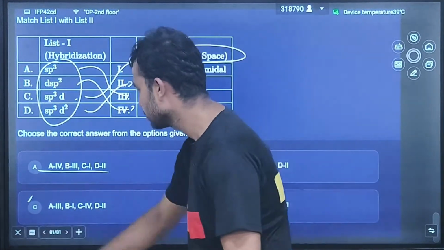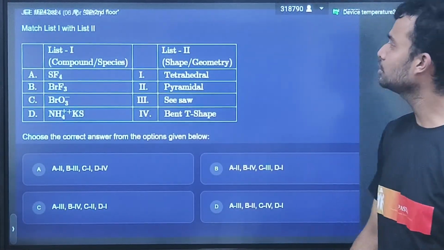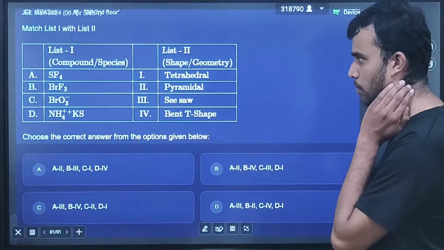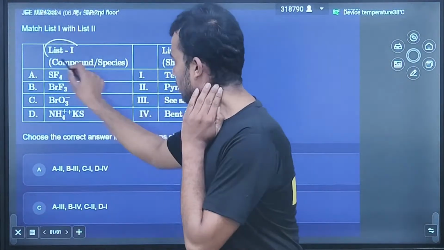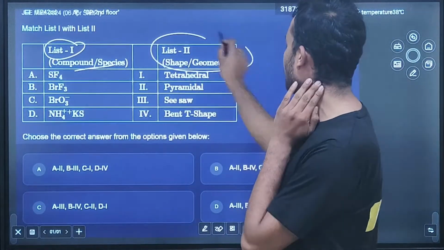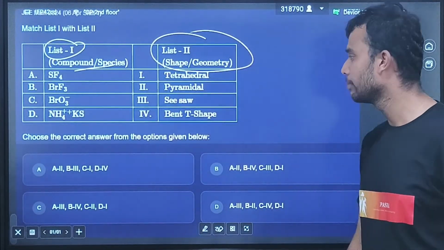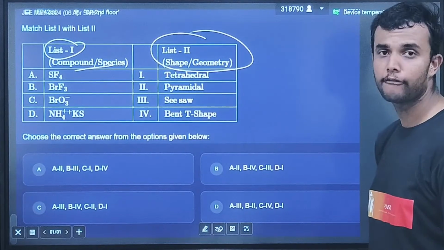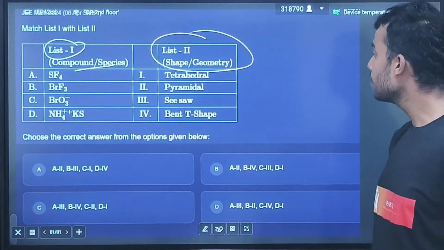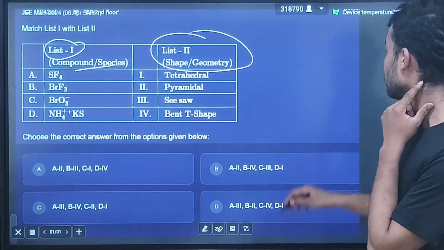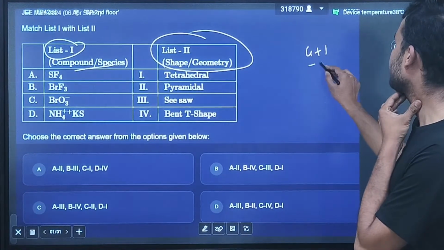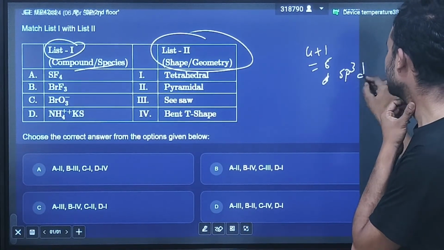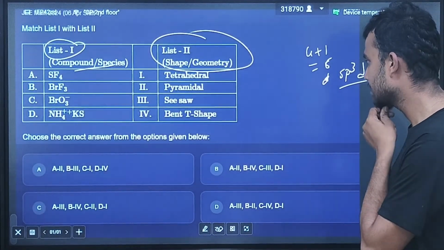Yes, let's move. Next question, my dear bachcho. The next question is also the same thing, it is common. It is about hybridization. In list one, they give a compound or species, and list two gives shape or geometry. For this, I will give you one of the easiest ones. SF4. What is SF4? 4 plus 1 means 5. 5 means sp3d.